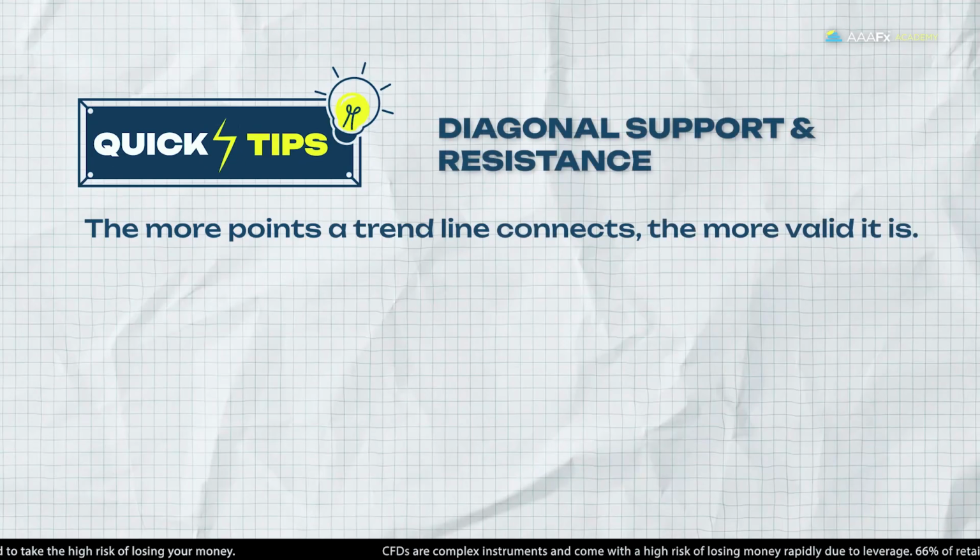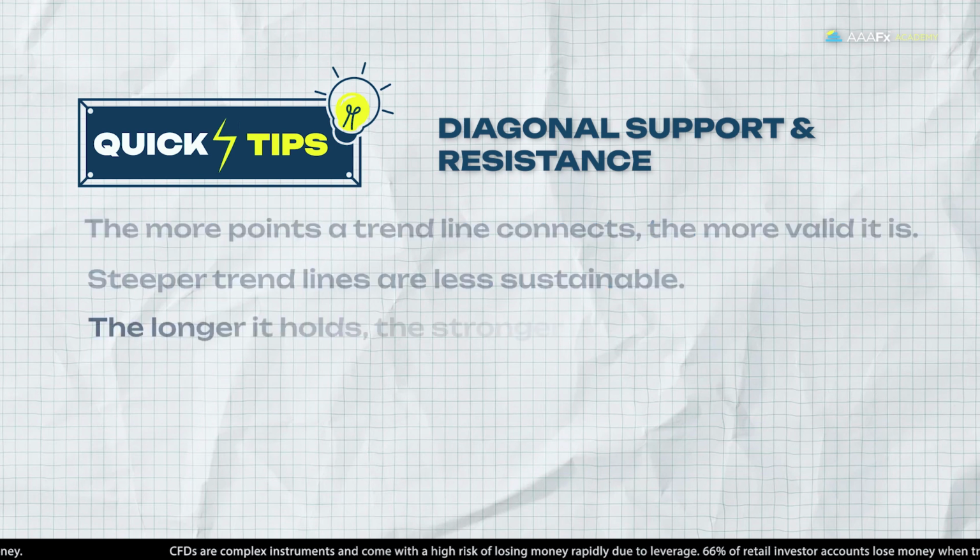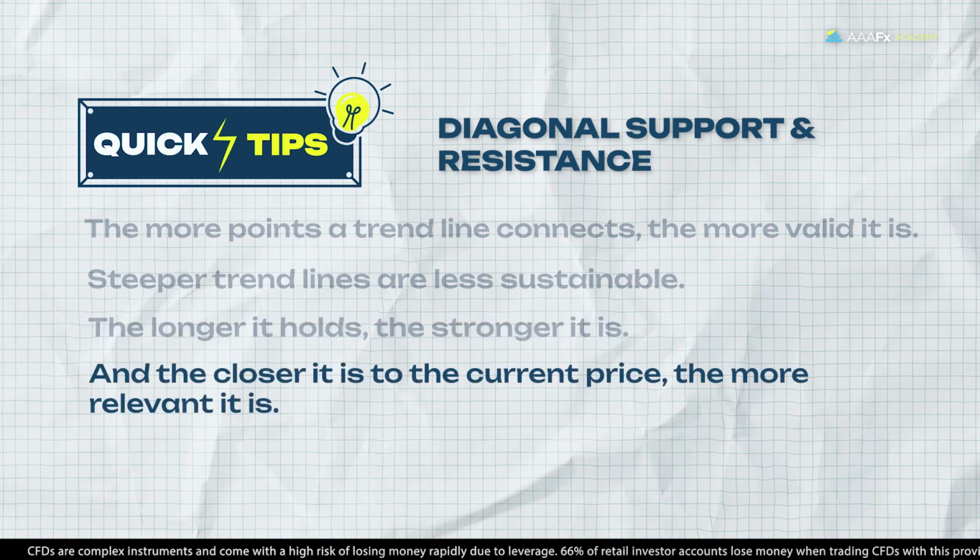When dealing with diagonal support and resistance, remember these tips. The more points a trend line connects, the more valid it is. Steeper trend lines are less sustainable. The longer it holds, the stronger it is. And the closer it is to the current price, the more relevant it is.